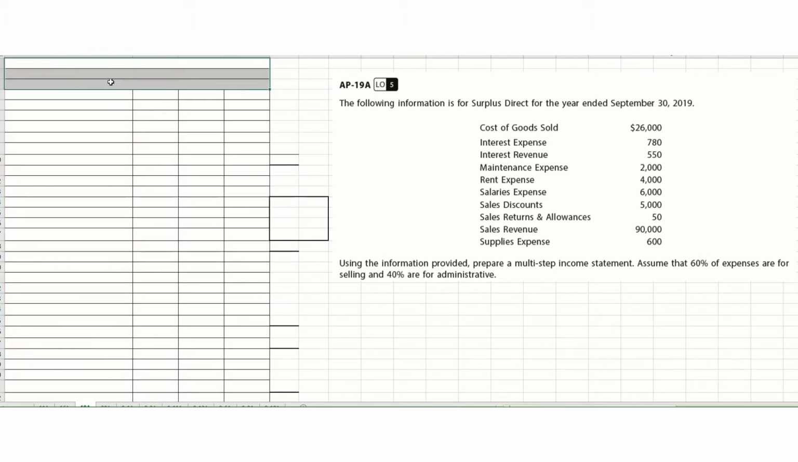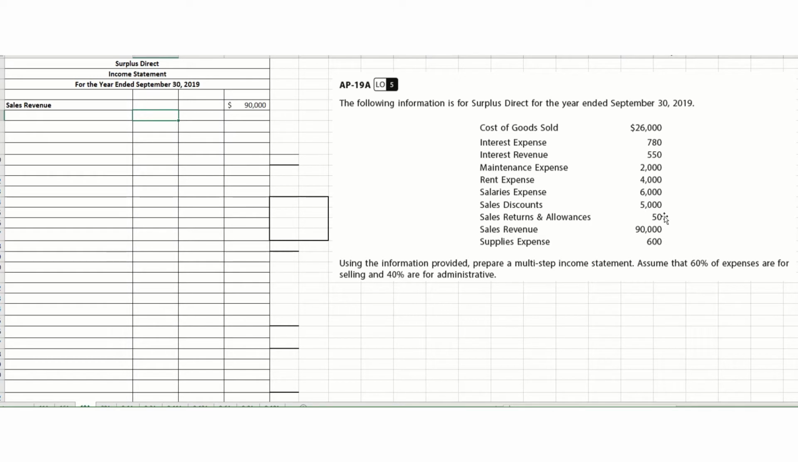As always, the first key items on our statement are the headings. So we've got the company name being Surplus Direct. It's an income statement for the year ended September 30th, 2019. The first section, again, is always your revenue. So in this situation, we want to record our sales revenue being $90,000.